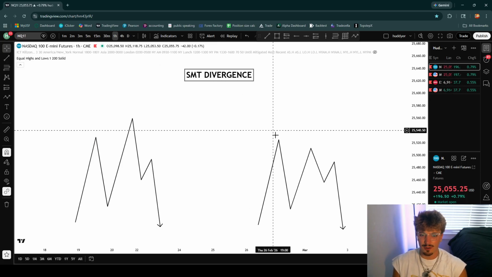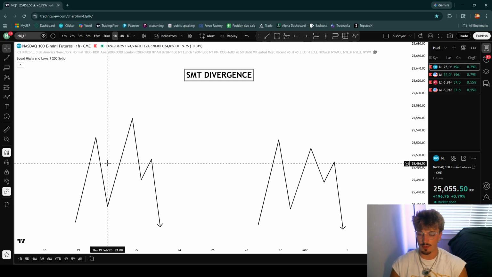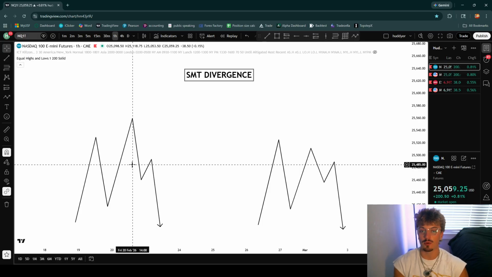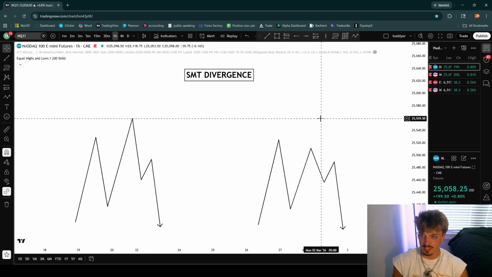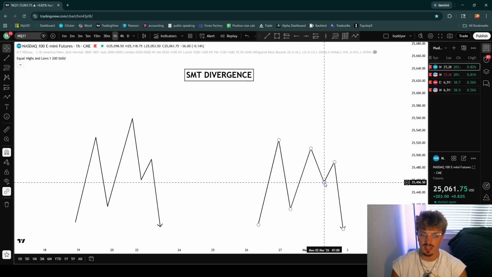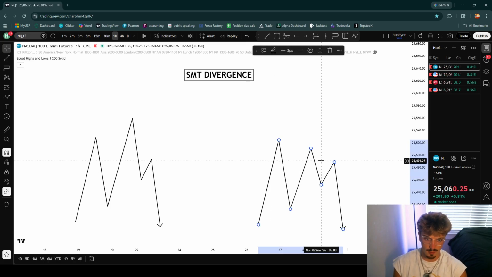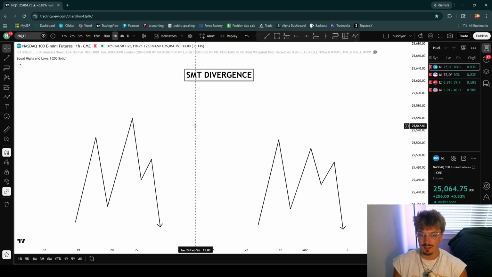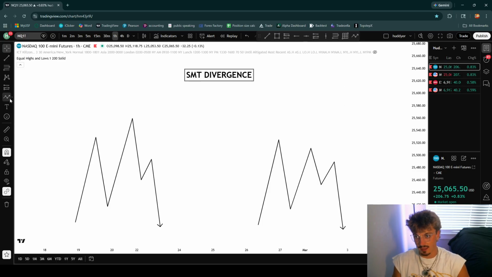An SMT divergence is what happens when there's a pair of two correlated assets and one of them does something that the other one does not, right? So in the scenario where I trade, and probably all of you guys trade as well, it's NQ and ES. Those are the two that we're going to be talking about, right? Those are correlated assets. They move off of each other. They move essentially the same. And we're going to go over that, show you guys exactly how that works, right?